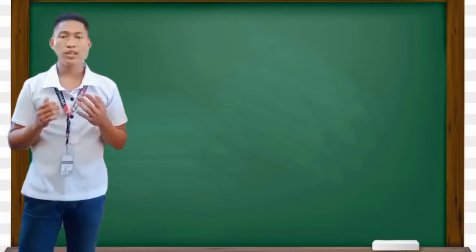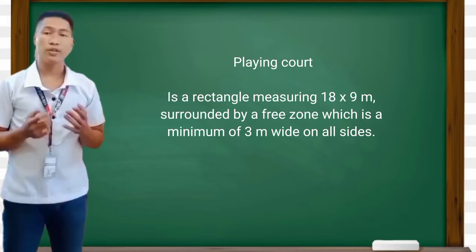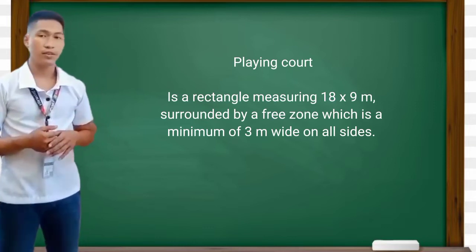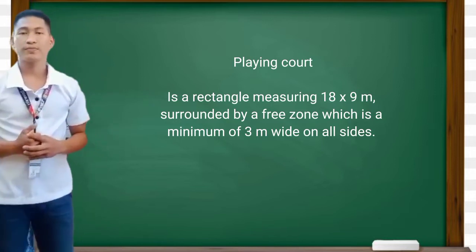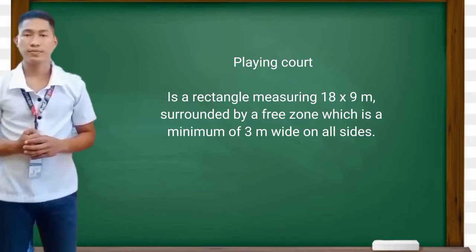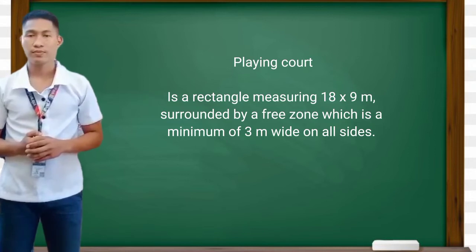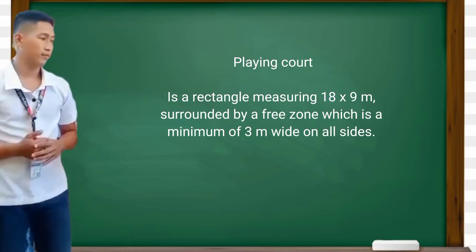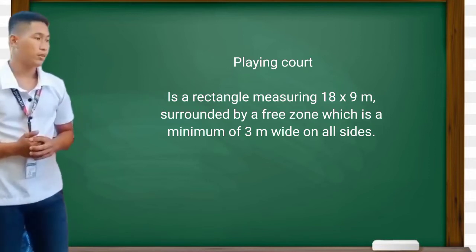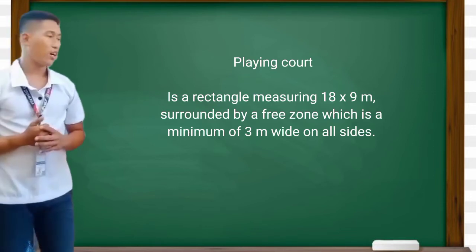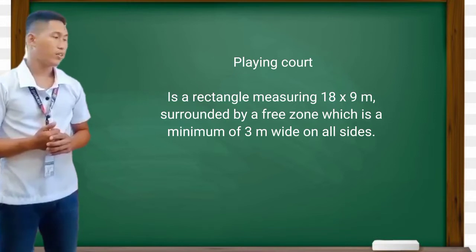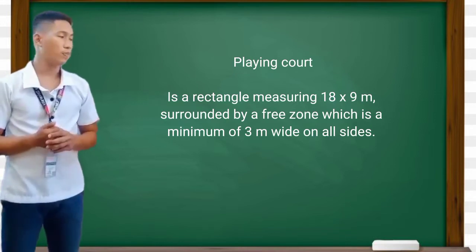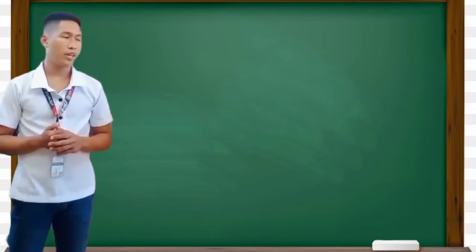So, what is playing court, by the way? Okay, Miss Monica. Alright, it's good. The playing court is a rectangle measuring 18 by 9 meters, surrounded by a play zone which is a minimum of 3 meters wide on all lines.